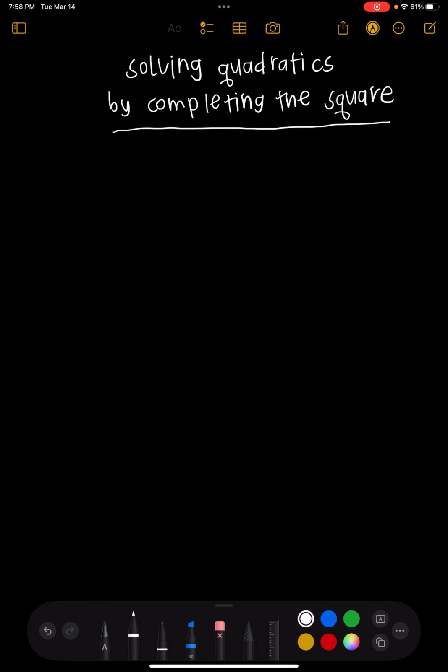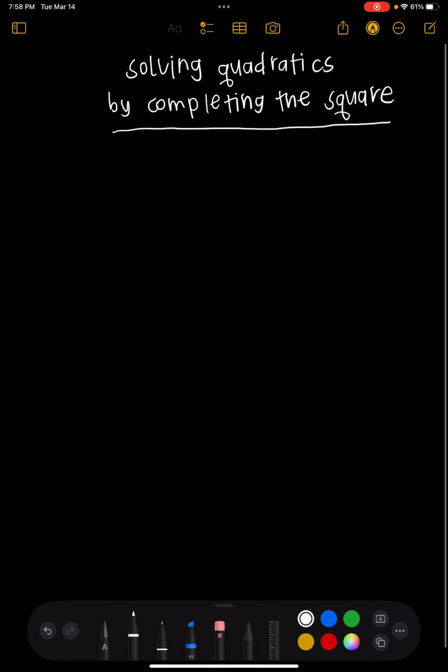Hi everyone, today we're going to be talking about how to solve quadratics by completing the square. We've already talked about how to solve them using the square root method and how to solve them by factoring, and so this is just one more way that we can solve quadratics. In this case, there's a lot of steps, but most of the steps are pretty simple, and so it makes it maybe one of the longer ways to solve it, but it is pretty easy.